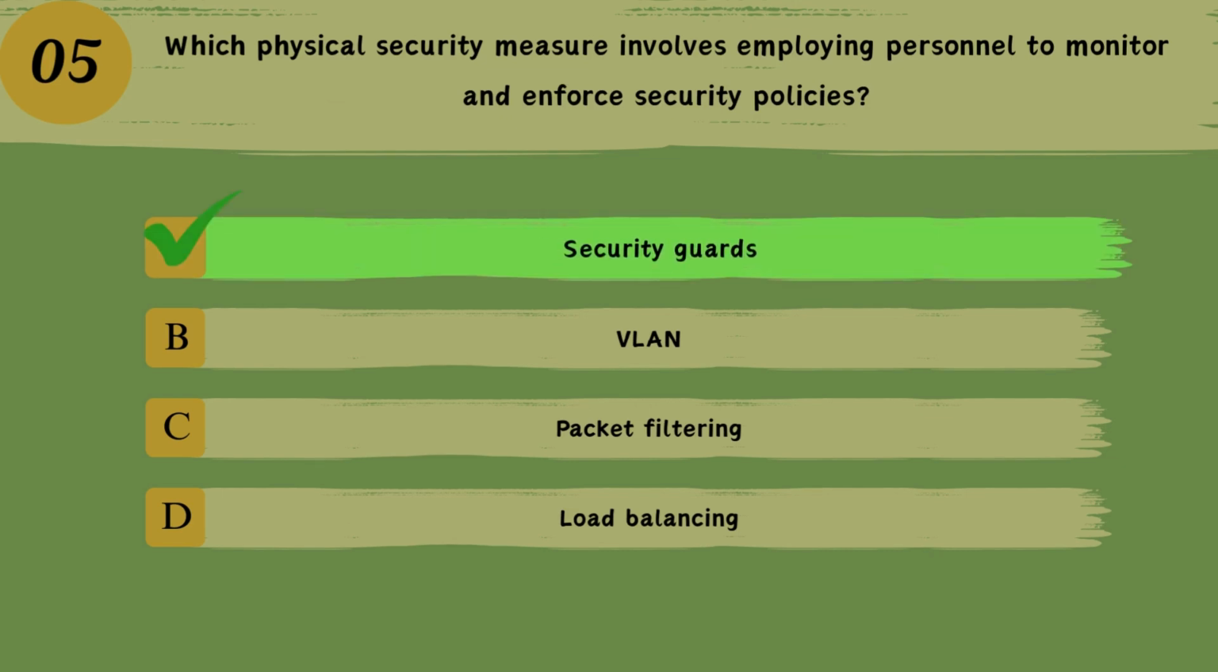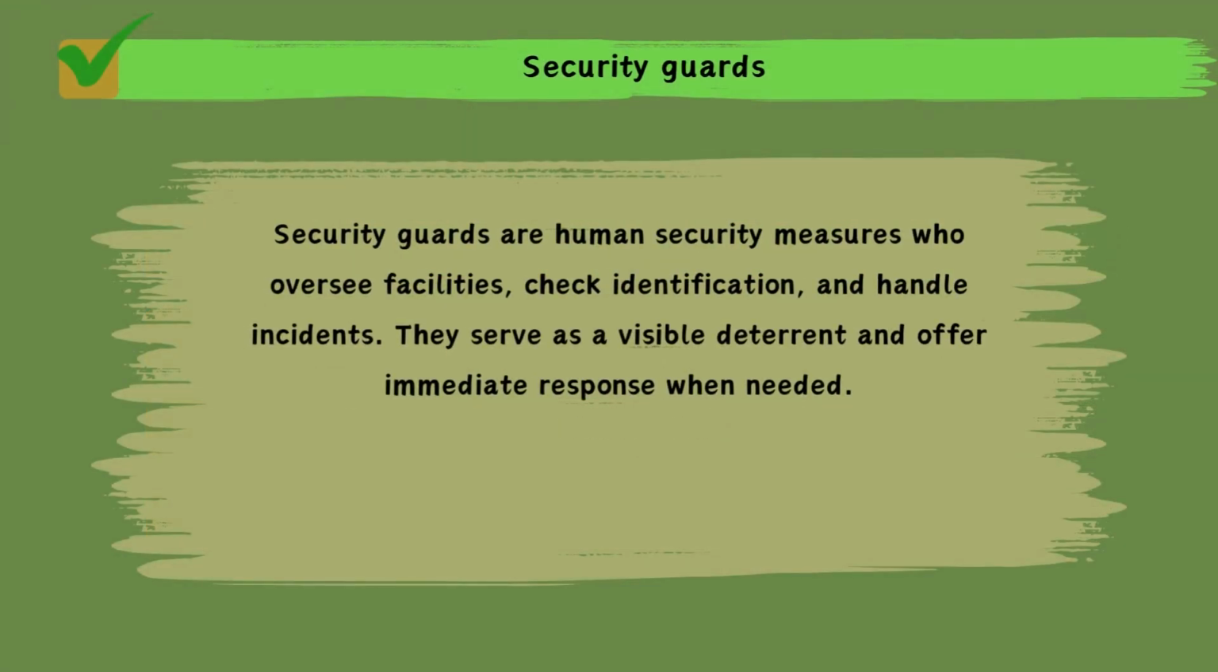Correct answer. A. Security guards. Security guards are human security measures who oversee facilities, check identification, and handle incidents. They serve as a visible deterrent and offer immediate response when needed.